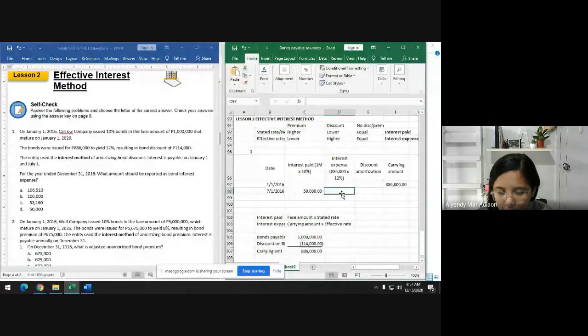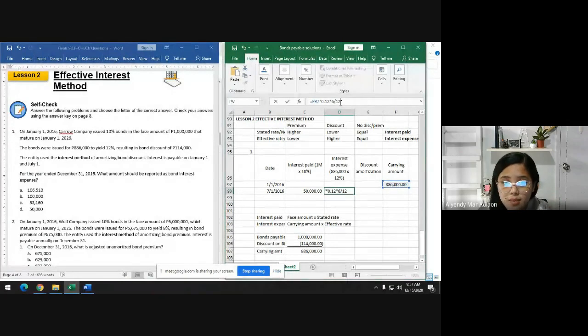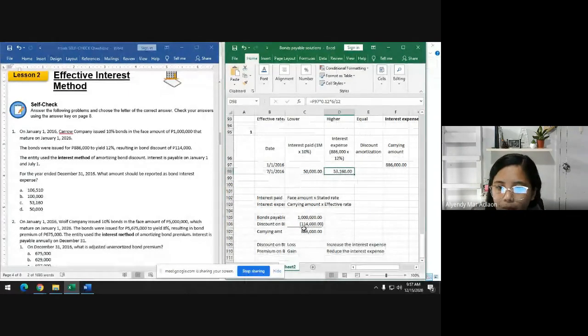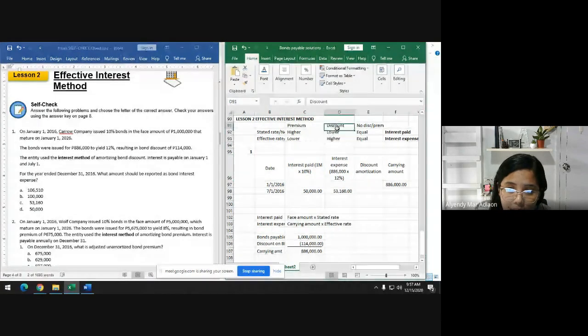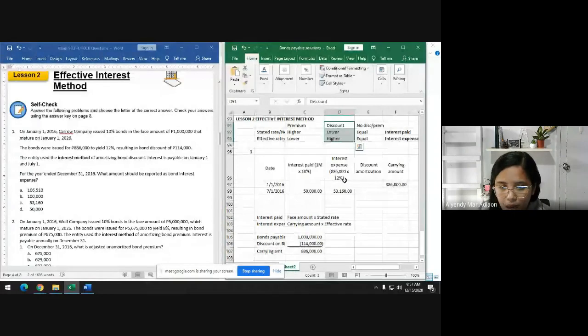So for interest expense, that is carrying amount times the effective rate of 12%, and then multiplied by 6 over 12, because it is 6 months, January 1 to July 1. So that is 53,160. Now class, take note: when there is a discount, the effective rate is higher than the stated rate. Effective rate 12%, stated rate 10%. So that is correct, there is a discount in this problem.